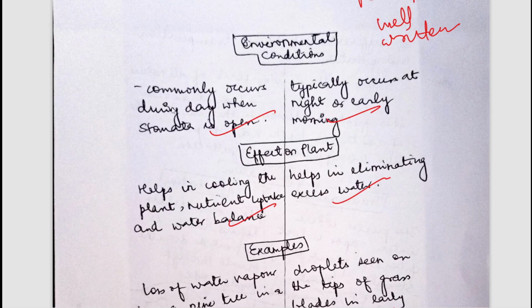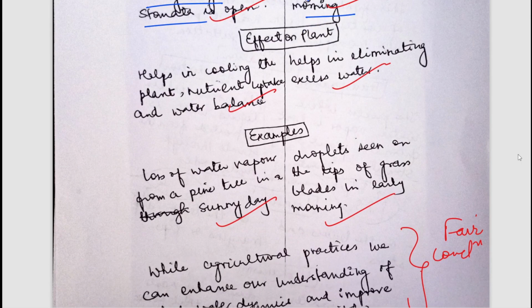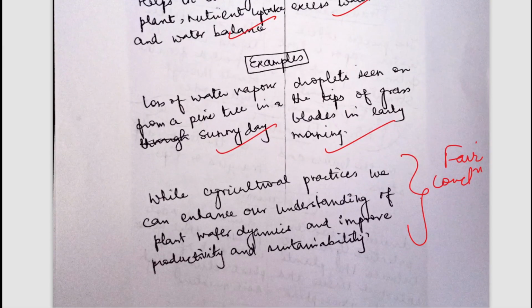Environmental conditions: transpiration generally occurs during the day when stomata are open, but guttation has nothing to do with stomata. It typically occurs at night or early morning. What are its effects on the plant, what are its examples? Everything is nicely written. You can pause the video and read the answer, and it is concluded nicely.